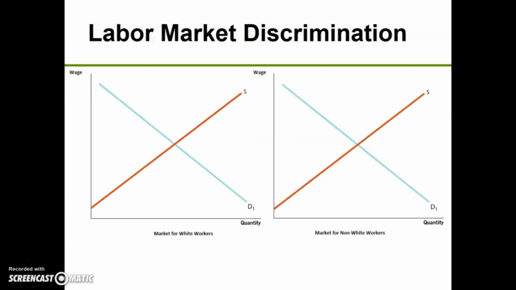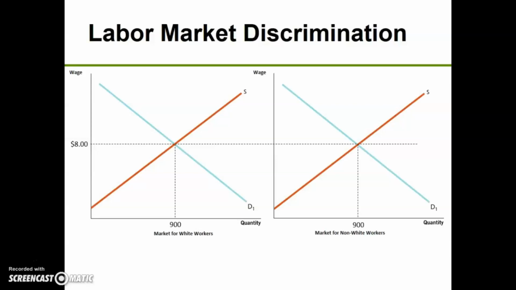So what does this discrimination do to the market? First of all, let's consider the market that's shown, where we have separated out the white workers on the left from the non-white workers on the right. In a market without discrimination, we would see that the equilibrium wage for white workers as well as non-white workers would be the same across the whole market. In this case, say $8. And in this example, the equilibrium quantity of each is also the same.